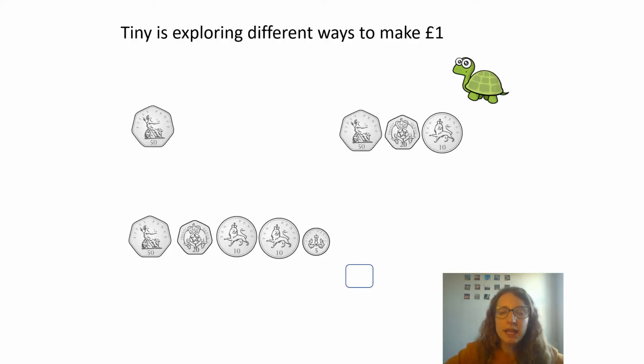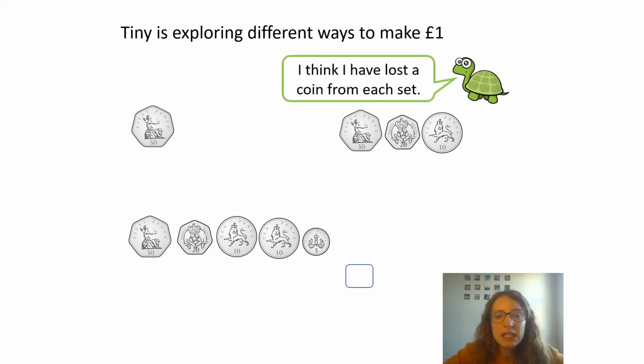Okay, so keeping on that theme, Tiny is trying to make £1 as well. Tiny's the tortoise. Okay, so he's got 3 sets of coins here. We have got a 50p over here, 50, 20 and 10, and 50, 20, 10, 10 and 5. Okay, he thinks that he's lost a coin from each set. Have a look at the 3 different sets. Okay, what coin might he be missing if he's trying to make £1? So pause it and press play when you're ready.